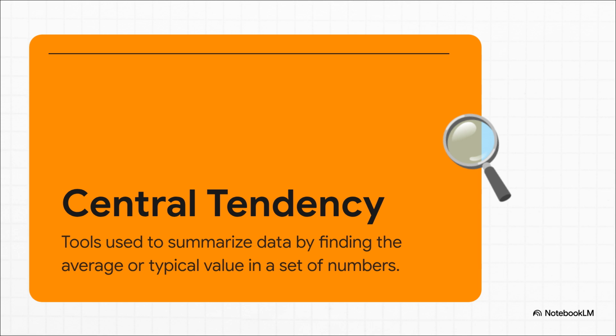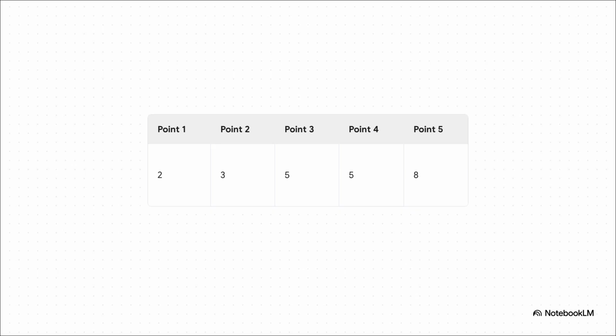Now, I know that sounds super academic, but it's really just a fancy umbrella term for tools that help us find the average or typical value in a set of numbers. It's about finding the heartbeat of your data. Take a look at this sample data set. We've got 5 really simple data points: 2, 3, 5, 5, and 8. We're going to use these exact numbers as our testing ground today to see how each central tendency tool looks at the very same data and tells a slightly different story.